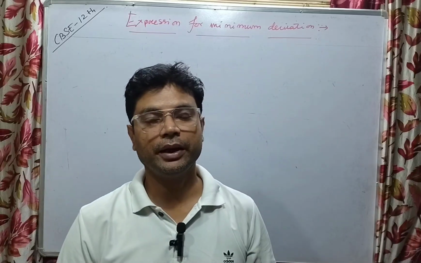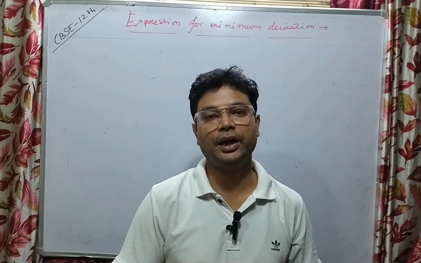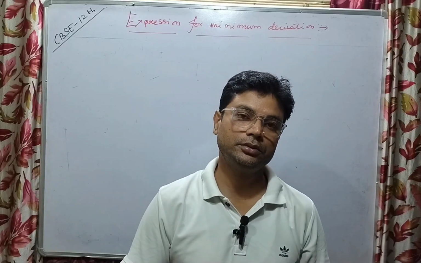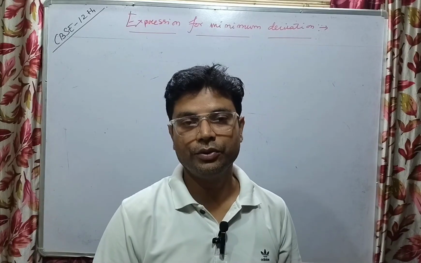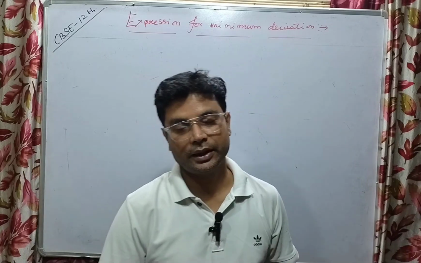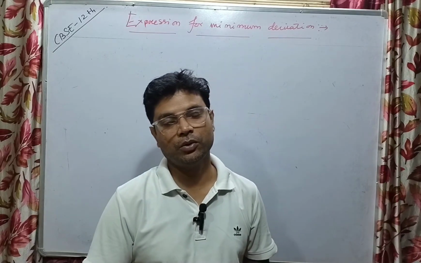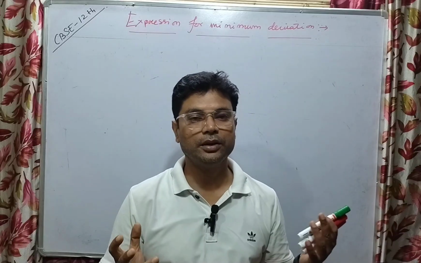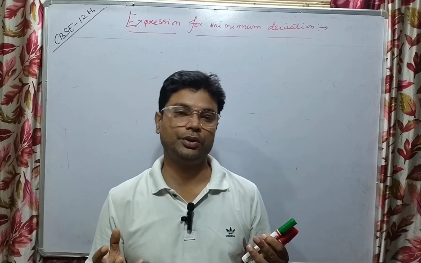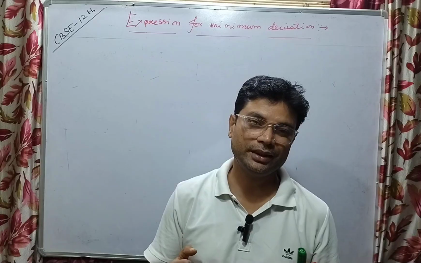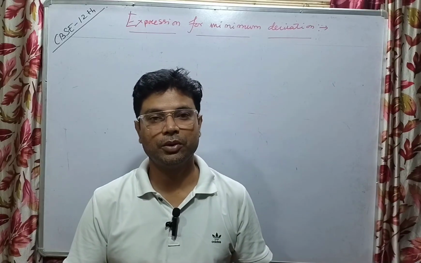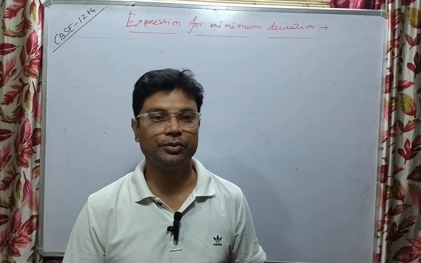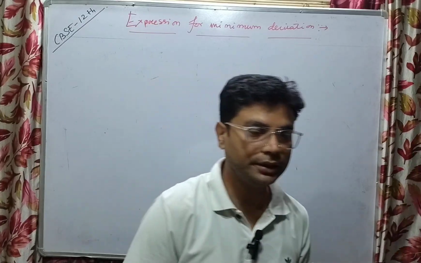Today's discussion is on a different topic: the minimum deviation of an angle of a prism, and the expression for it. In the last class, we discussed the angular deviation of a prism and obtained its value. Today I am going to discuss the minimum deviation. What is the condition for minimum deviation of an angle of a prism? Okay, let's start the discussion.